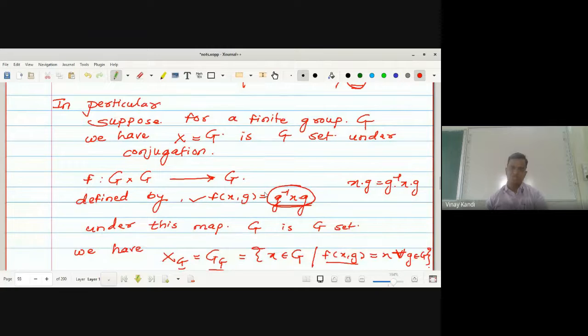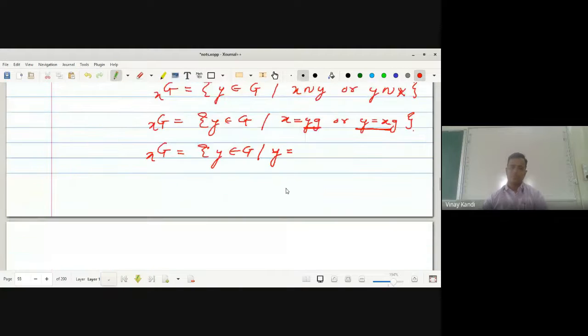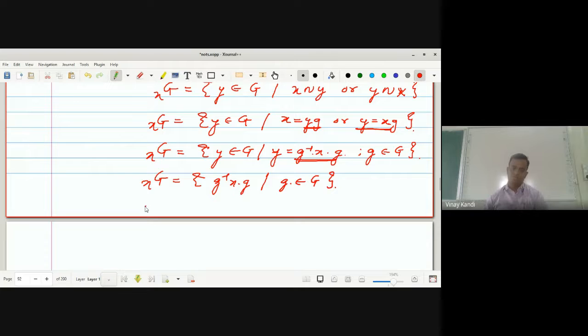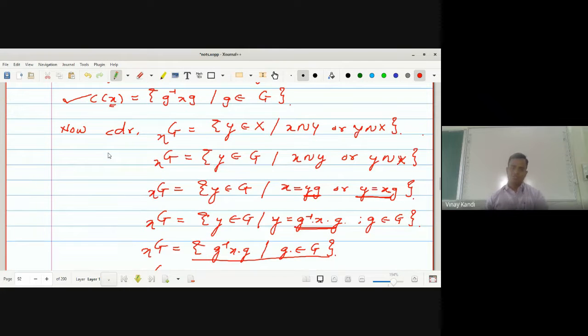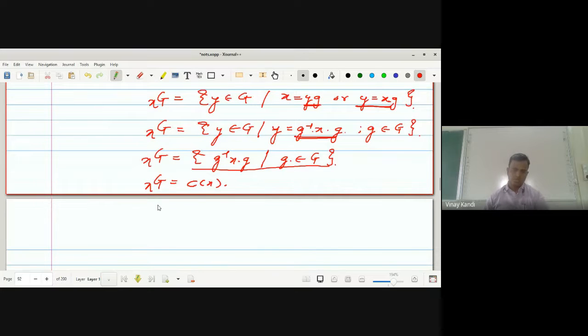G inverse XG, where G belongs to capital G. That means XG is equal to the conjugate class of X. Okay, that implies the order of Hg is equal to the order of this set.